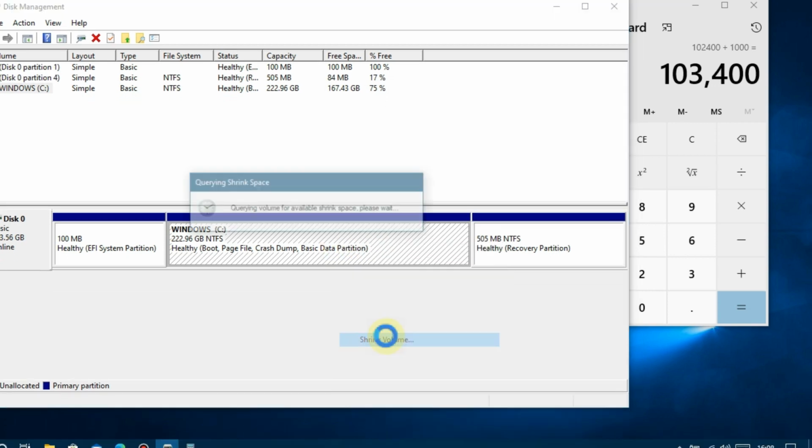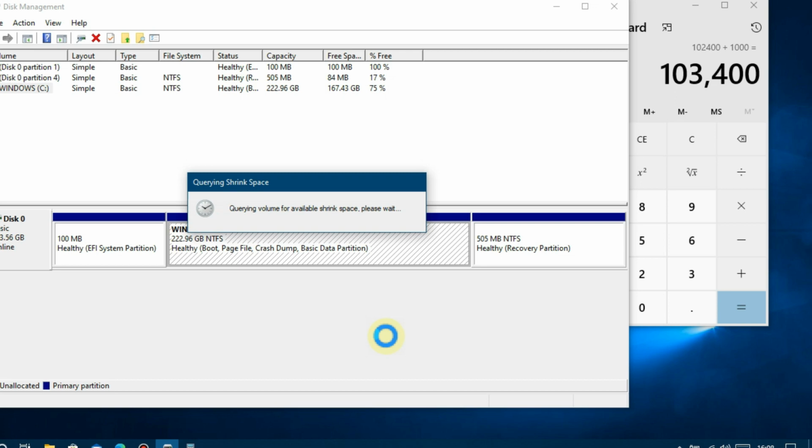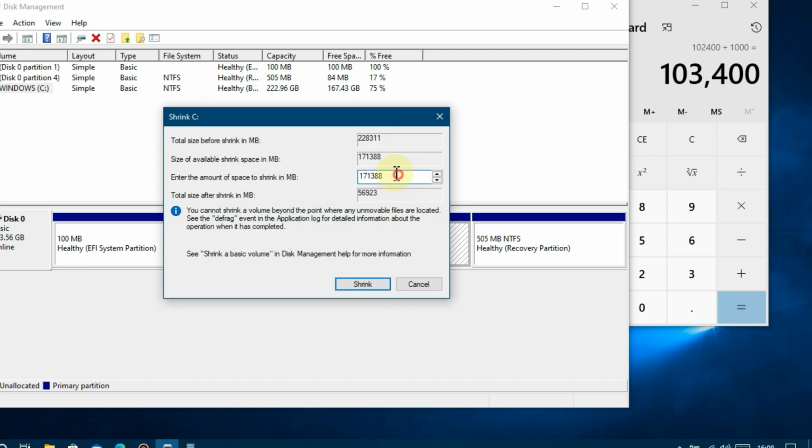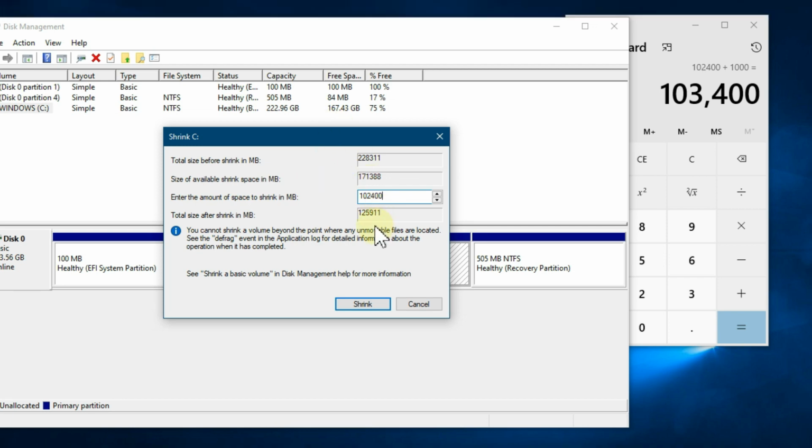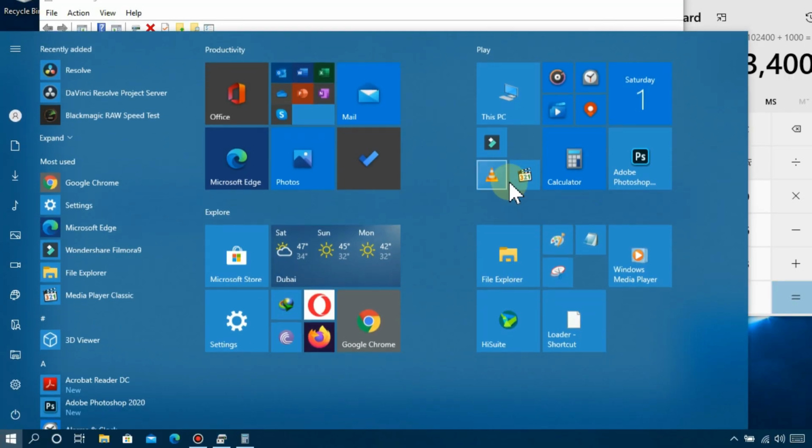Here you can see we are going to make this partition of 100 GB, so we have to enter 102400 as normal. When we complete this process with the normal 102400, it comes out as 100 GB.